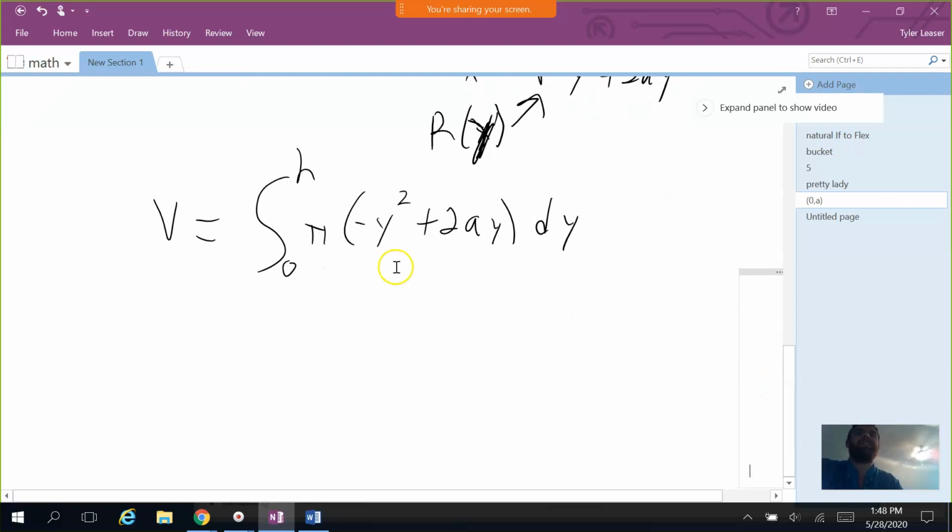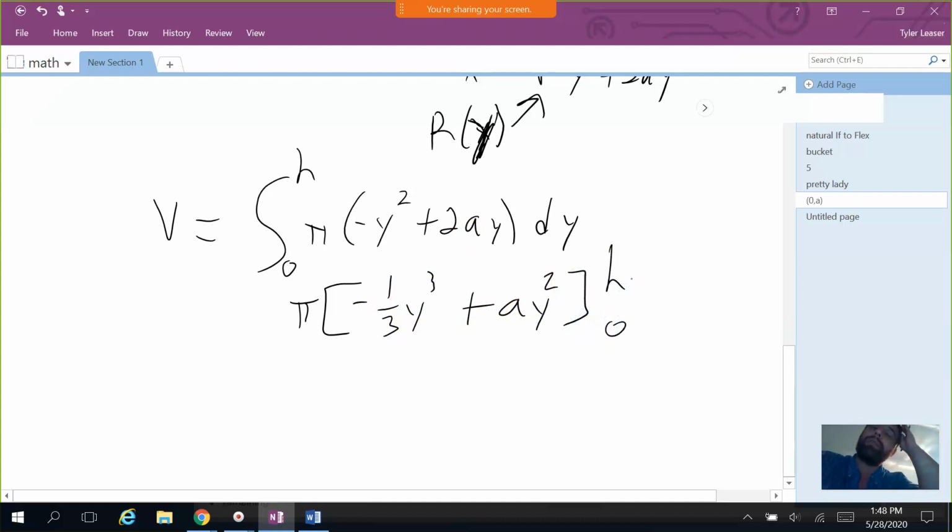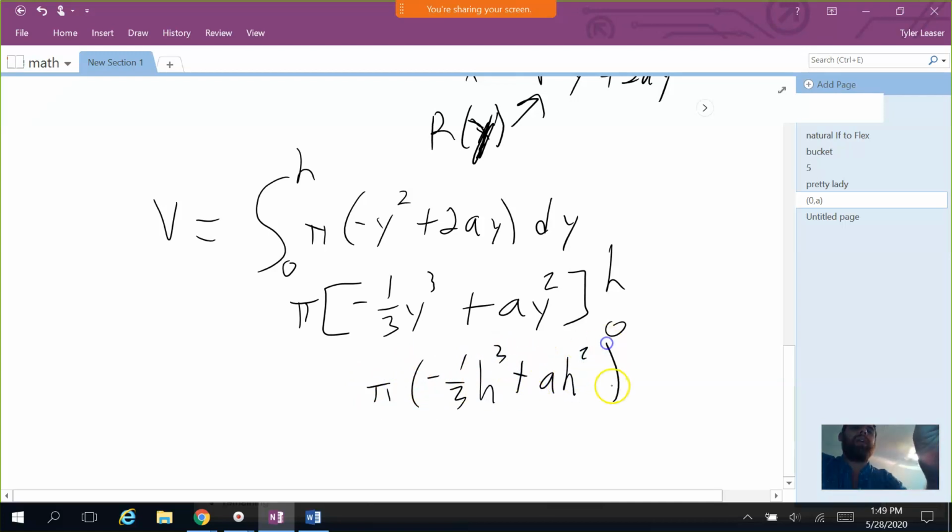Okay, great. So antiderivative, pulling the pi out, we get negative 1/3 y cubed plus a y squared. And then we're evaluating that from 0 to h. Plug the h in. We don't have to worry about plugging 0 in because it's all just 0. So we still have the pi, and then it's going to be negative 1/3 h cubed plus a h squared minus 0. You can distribute the pi in if you really want, to give us a negative pi over 3 h cubed plus pi a h squared.